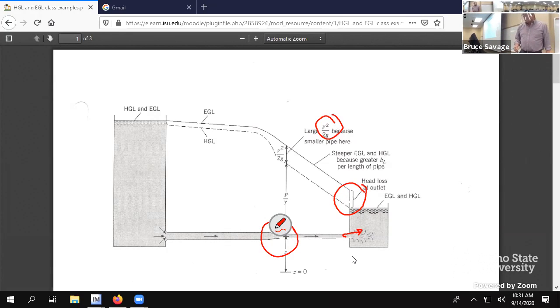So slope represents the head loss, the friction loss in the pipe. And jumps in the pipe represent minor losses. Any questions on that?